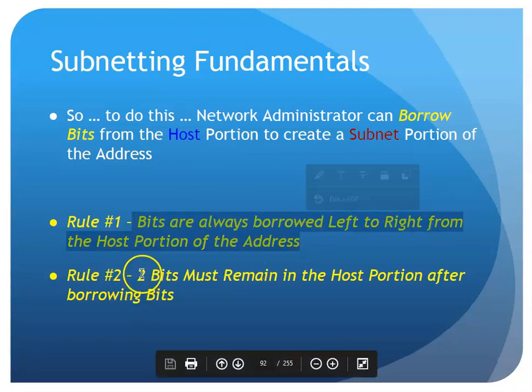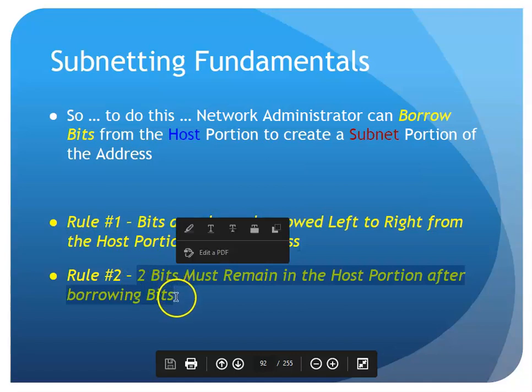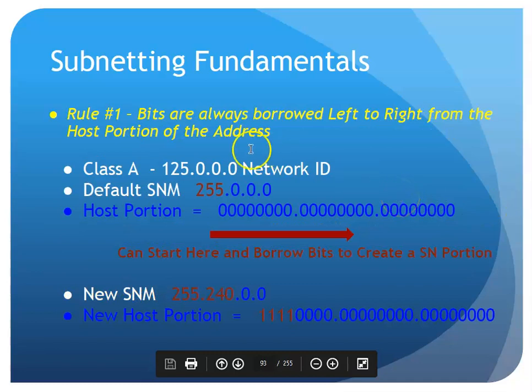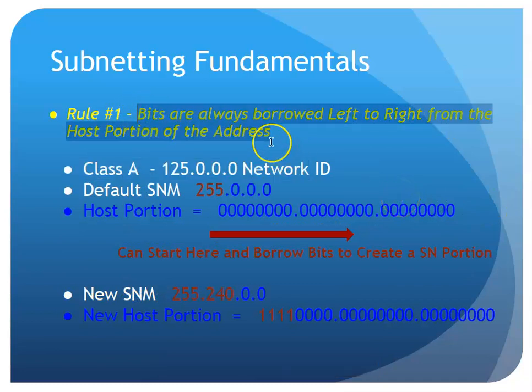And we need to make sure no matter what we do, we leave at least 2 bits behind. Again, I'll show you why that is. So let's look at the first one. Borrow left to right. Bits are always borrowed left to right from the host portion.